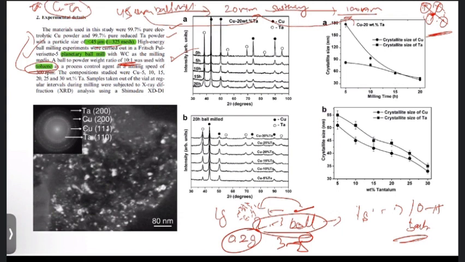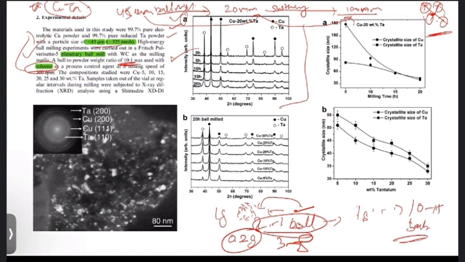Okay, now discussing this pattern. What is this technique I'm using in A part? XRD. Yes, XRD. So what does it say? They have taken copper with 20% weight of tantalum, and they took XRD at different intervals: at the beginning of the ball mill, 0 hours, 5 hours, 10 hours, 15 hours, 20 hours.